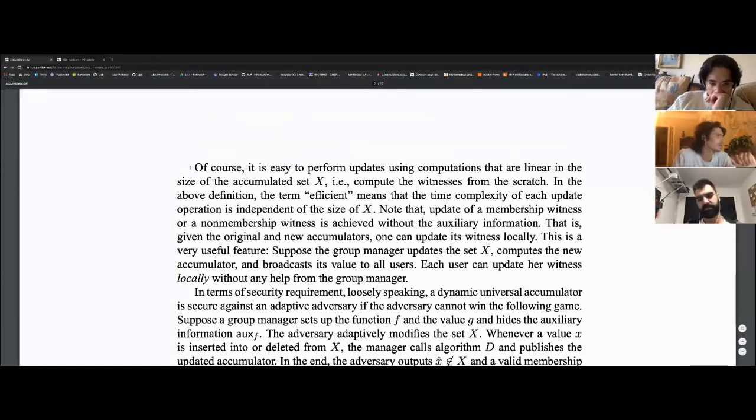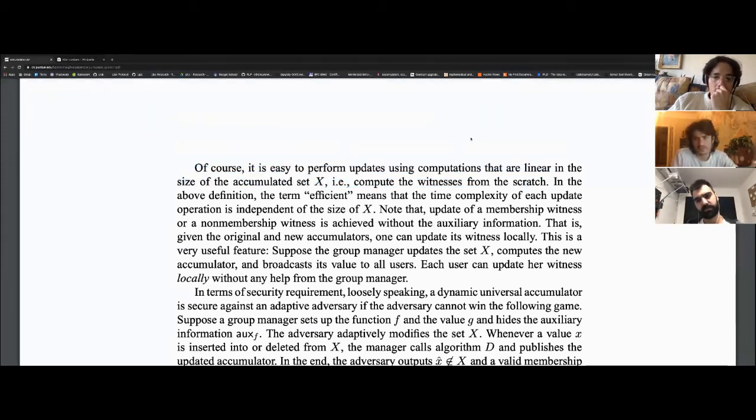So, right, this is the point. Of course, if you hold the data set, you can do stuff that is linear in the size of the data set, which is basically recalculate everything. But that's not what we mean by efficient. By efficient, we mean that we want operations that are constant in the size of the data set.